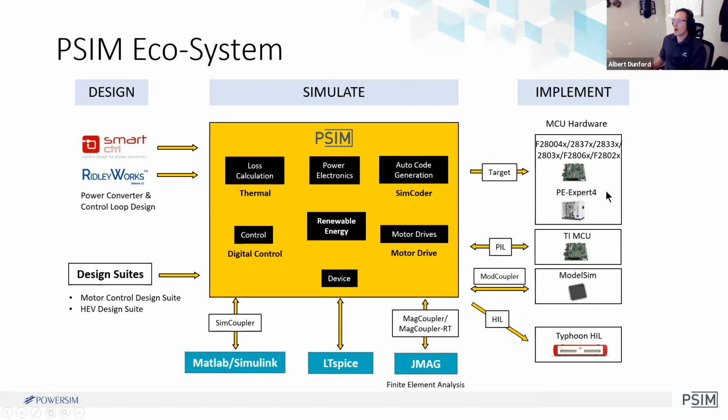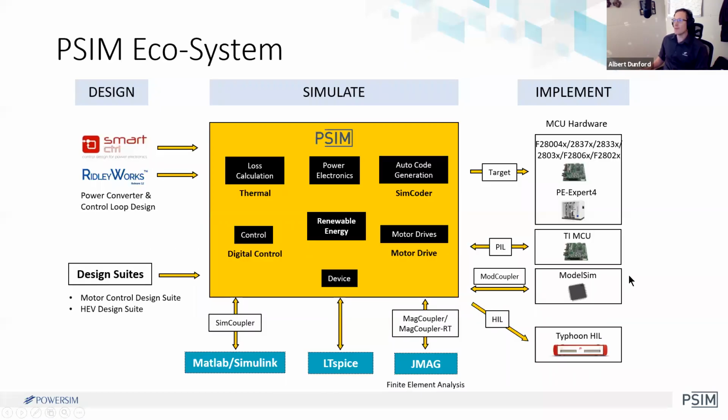And then we do power electronic simulation, so thermal loss calculations, digital control. We can do battery models and PV models if you're into that sort of thing. We do link to Simulink, so if you have existing simulations or control structures defined in Simulink, we can simulate the power stage in PSIM. We do link to LTspice. And of course, importantly, the link to JMAG here is what we're going to talk about, both a link to JMAG Designer and to JMAG RT.